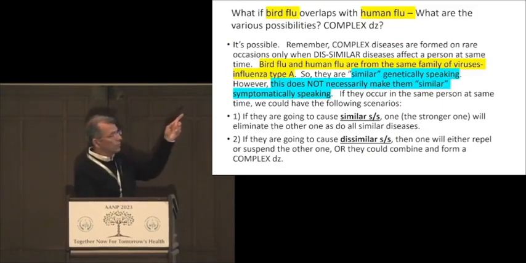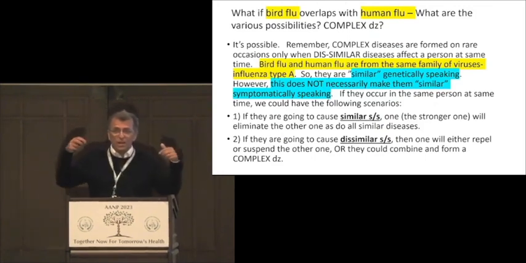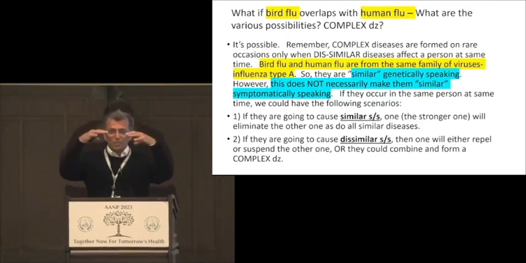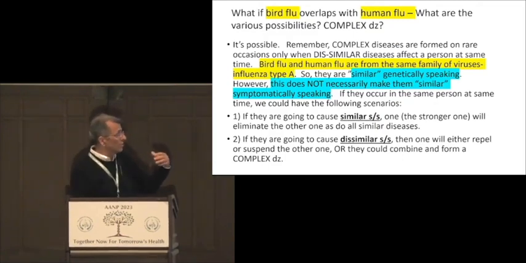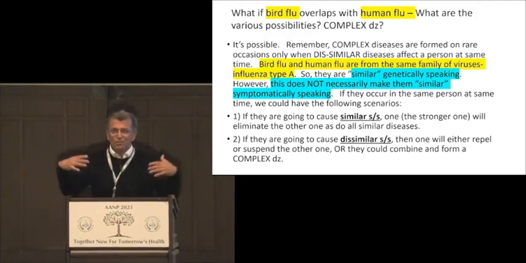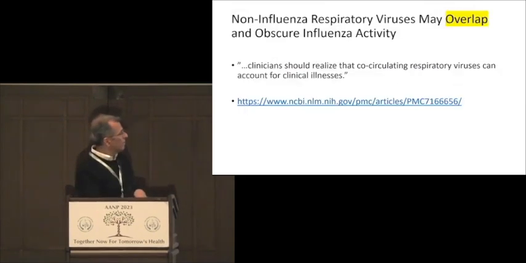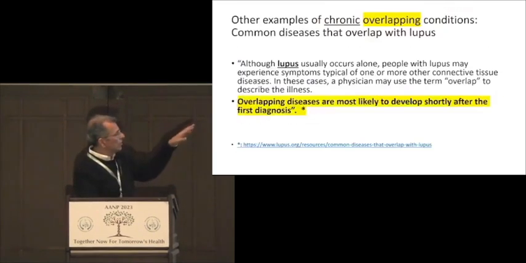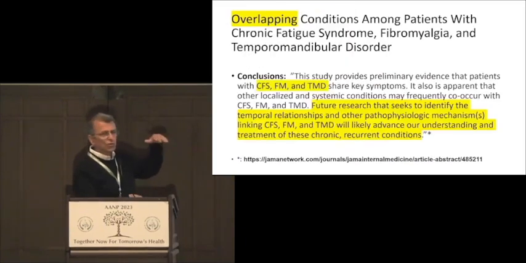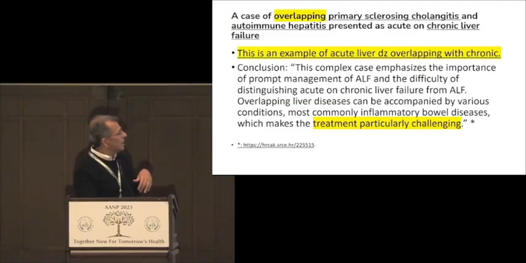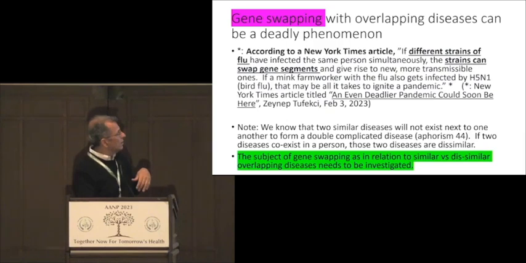So here's bird flu overlapping with human flu, which is a major concern. Remember, we talked about that at the beginning, how people are worried about overlapping bird flu and human flu in the same person at the same time. Well, what would happen in that situation is the same. It depends if the person's body considers these two invading organisms similar versus dissimilar. That's always going to be the case. It depends. These are just some other overlapping conditions I found, chronic and acute, different combinations, on the internet, gene swapping.